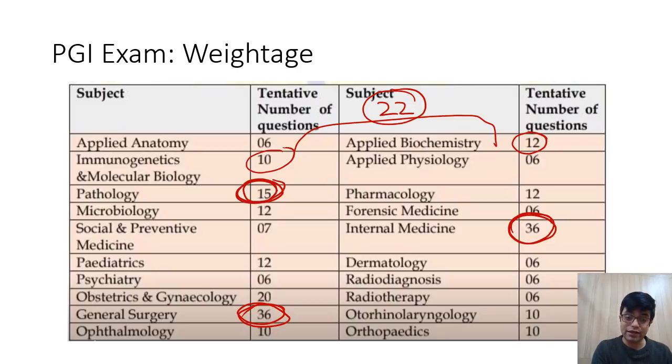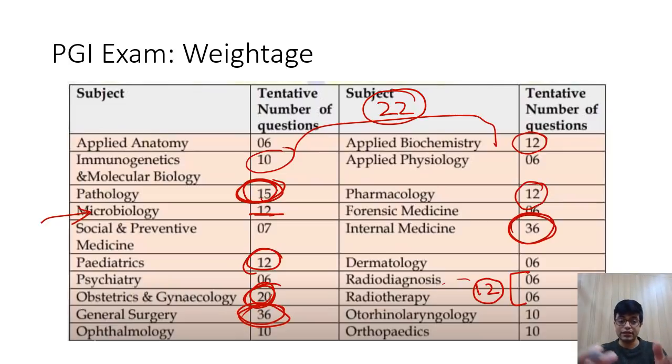Then comes, of course, your obs gynae. As I keep saying, medicine, surgery, obs gynae have maximum weightage, followed by pathology. And then look at the subjects: microbiology, which has 12, pediatrics, which has 12, radiodiagnosis and radiotherapy together they have 12, and pharmacology has 12 questions. And the other subjects have relatively less weightage as compared to these subjects.